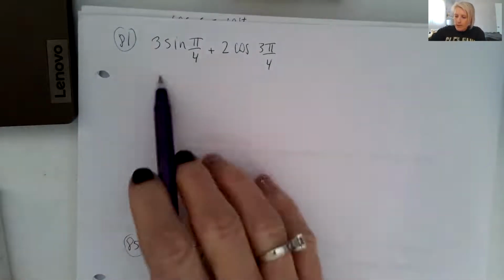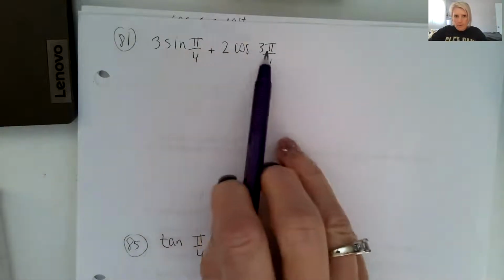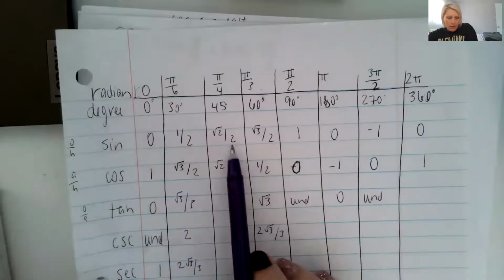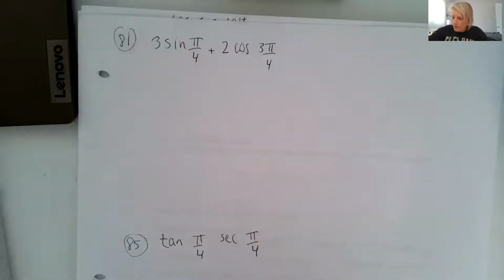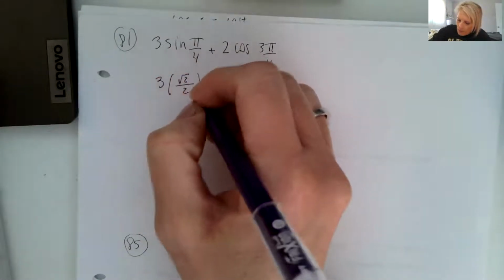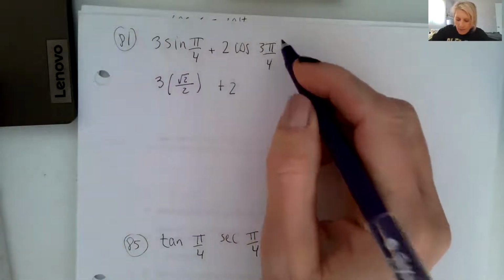The first one says 3 times the sine of pi over 4 plus 2 times the cosine of 3 pi over 4. So the sine at pi over 4 is square root of 2 over 2. So this is the square root of 2 over 2, 3 times that, plus 2 times cosine at 3 pi over 4.